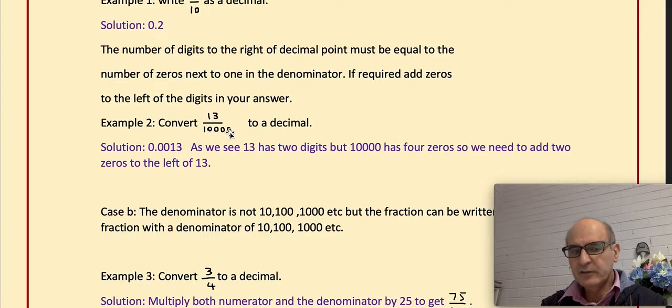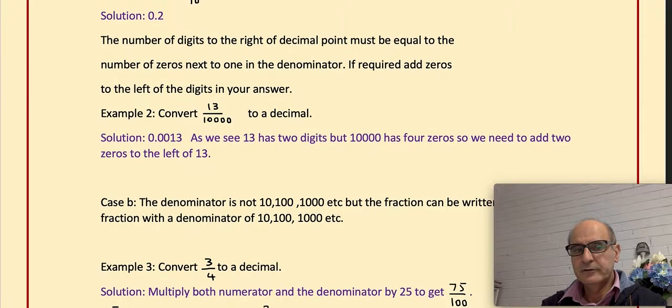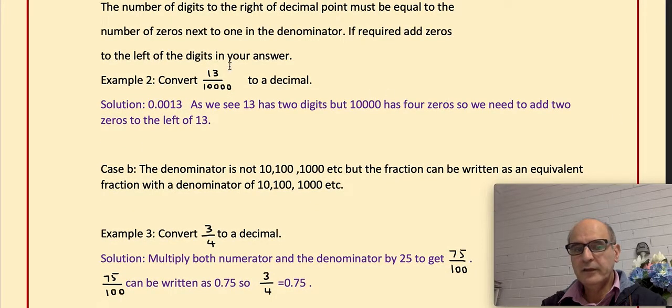The number of zeros is the same as the number of digits to the right of your decimal point. But here I have only 2 digits, 1 and 3. So I need to add 2 zeros to the left, so I make them 4. Now I have 0, 0, 1, 3. So 0.0013. That is my answer: 13 over 10,000 written in the form of a decimal.